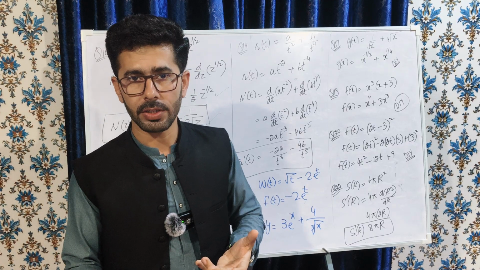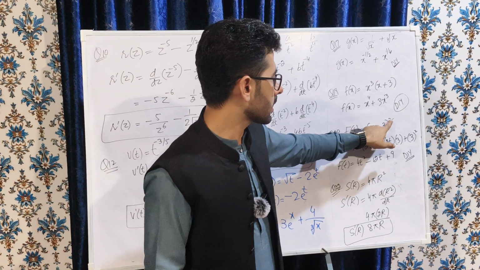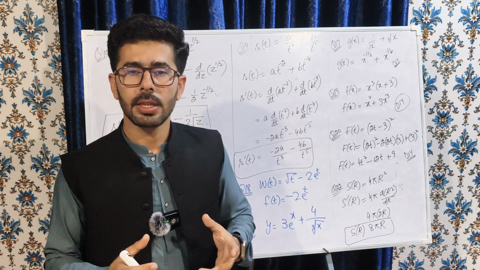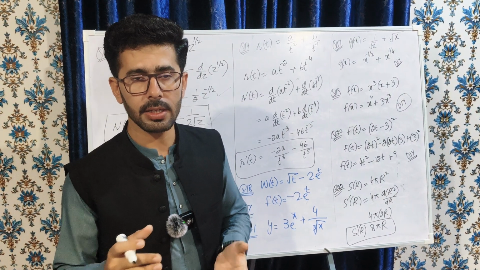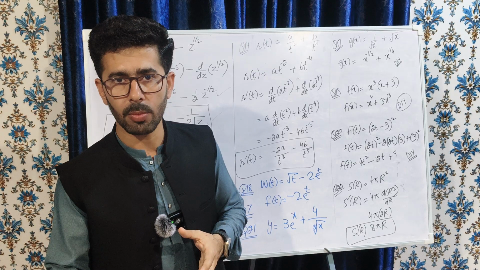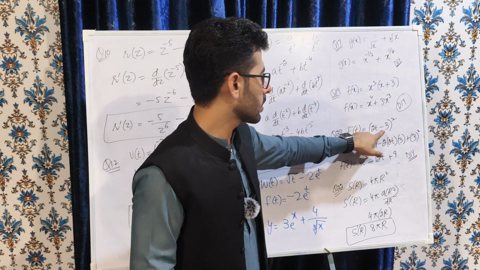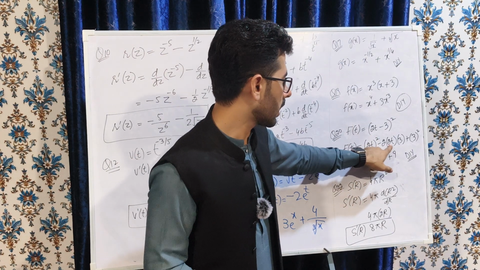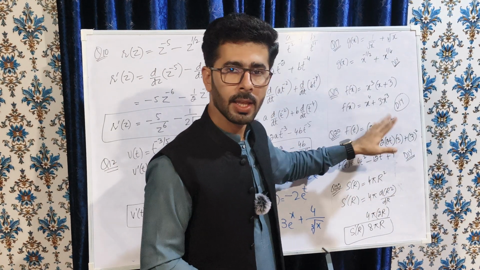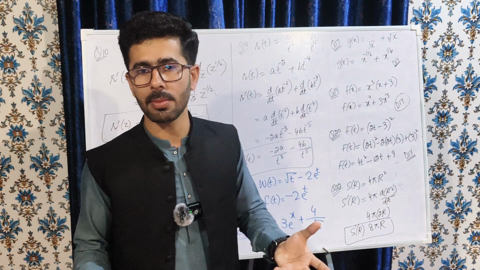You can take the derivative of it yourself. Then if it is (2t minus 3) whole squared, the idea is to expand the square first and convert it into a simple polynomial, then take the derivative. You use this (a minus b) whole square identity: a square minus 2ab plus b square. Simplify it, you will get 4t square minus 12t plus 9. It's a very simple polynomial.